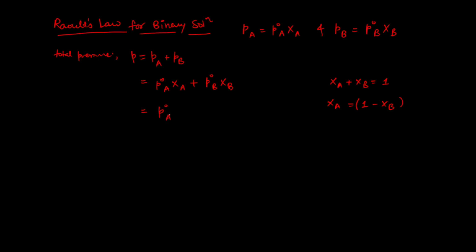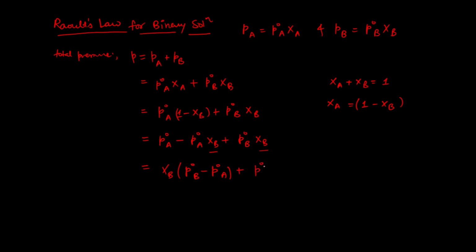So I can write P naught A times (1 minus chi B) plus P naught B chi B. Now multiply this out, so it becomes P naught A minus P naught A chi B plus P naught B chi B. Now take chi B as common, so what I have is P equals (P naught B minus P naught A) chi B plus P naught A. This expression is again very important.